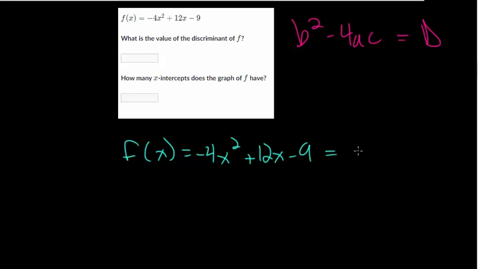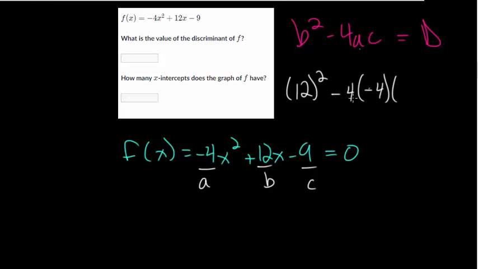And we're talking about the zeros, or the x-intercepts of the graph. So that's when the function is equal to 0. And we can determine our a, b, and c values. Remember, a is the coefficient on x squared, b is the coefficient on x, and c is the constant term. So when substituting these values in, we have b squared, so that's 12 squared, minus 4 times a, which is negative 4, times c, which is negative 9.